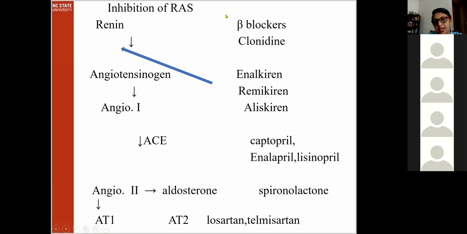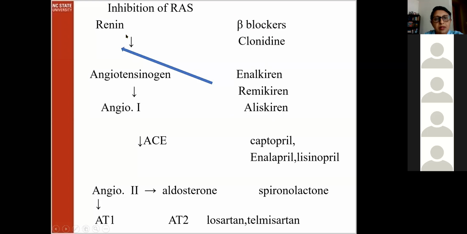Now we will see the drugs acting at the different levels. Inhibition of the renin-angiotensin system. Renin converts angiotensinogen to angiotensin 1. Before that, the original renin secretion is inhibited by beta blockers and clonidine. I told you sympathetic activity will increase the release of renin, so beta blockers will decrease the release of renin. All these drugs we will study in detail also.